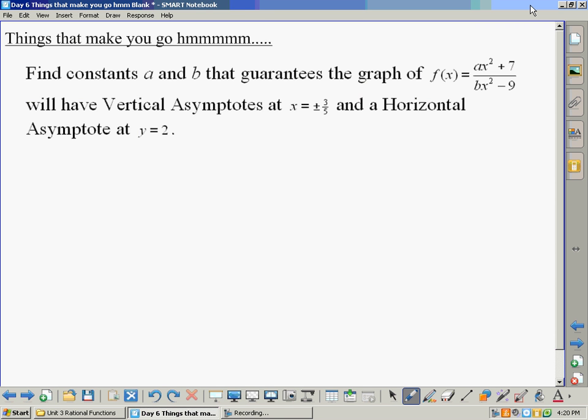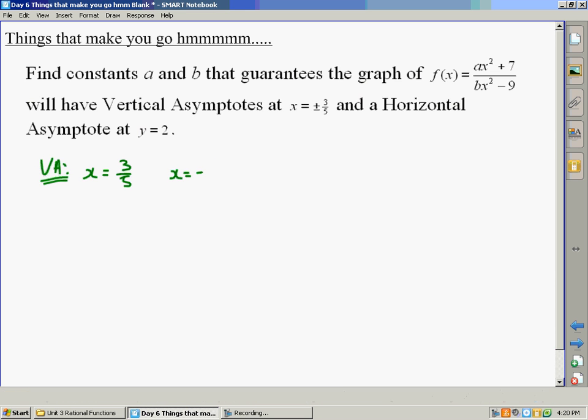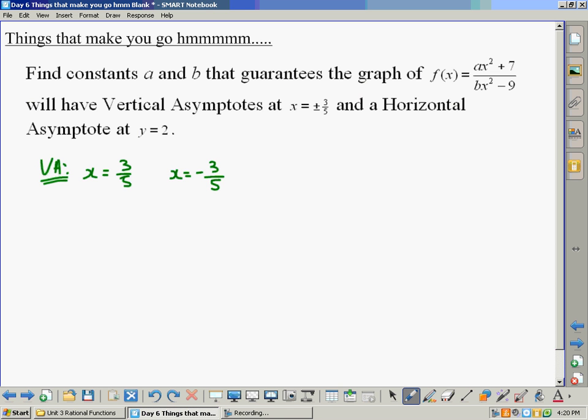Okay, so here's my solution and the way I'm explaining where this comes from. I'm going to start with the vertical asymptotes. I know there are two of them, one at plus 3 over 5 and one at negative 3 over 5. So my question is, what factors produce these roots? In all the other questions, we have the factors and solve for the roots. Here we have the roots, and we want to work backwards to solve for the factors.